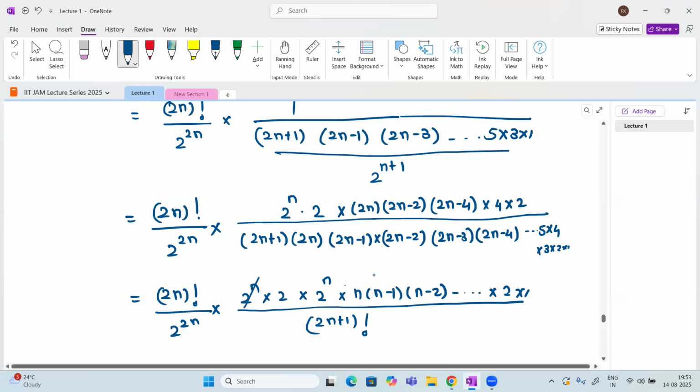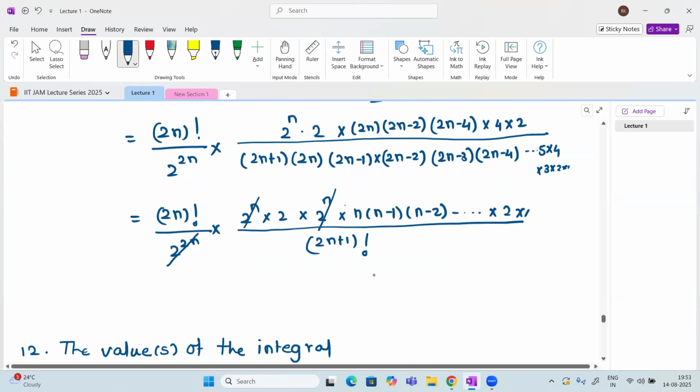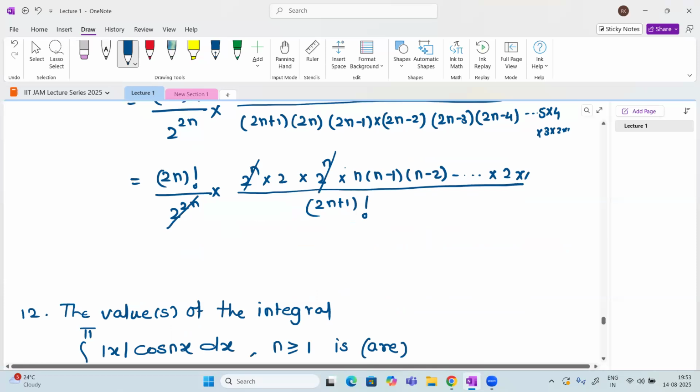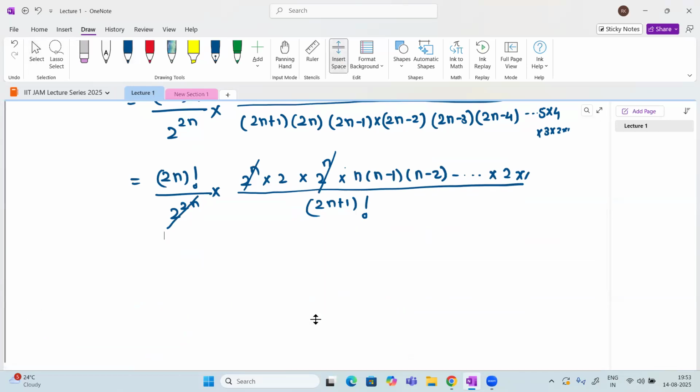2 raised to n, 2 raised to n, 2 raised to 2n. It will get cancelled with this 2 raised to 2n. Now we are very close to the final answer. Just a minute. We are very much close to the final answer. Our next step, just tell me.